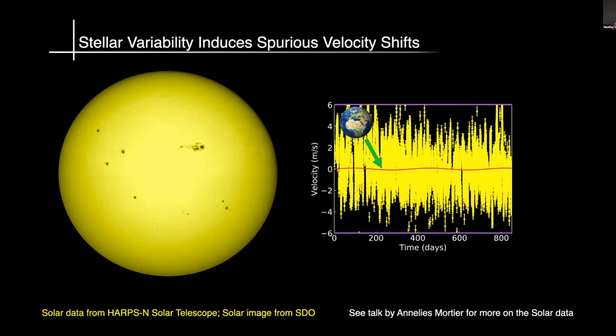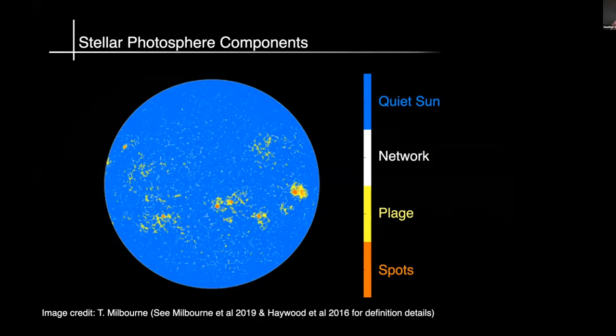Let's break down what's on the surface of the sun a little bit more. This is a nice example from Till Melbourne where we're dividing it up by magnetic field and continuum intensity of brightness. So most of the star is this sort of quiet sun. We say quiet because we mean magnetically quiet. There's not a lot of magnetic field. That's what you see in blue here.